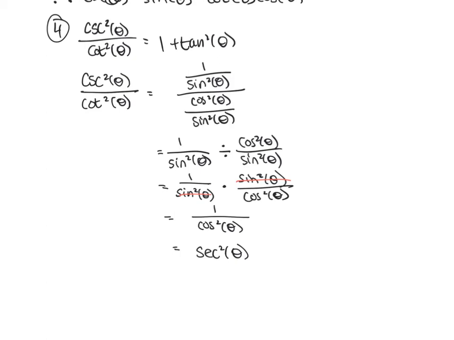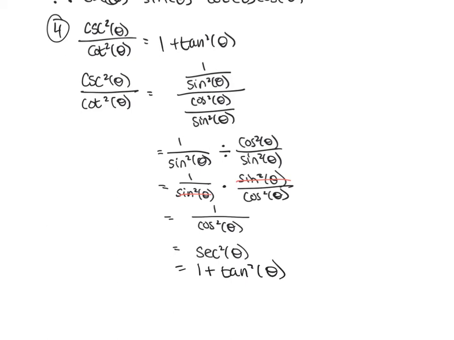Anyway, we changed 1 over cosine squared theta to secant squared theta using our reciprocal identities. But from here, I'm stuck, so I'm going to go back to my answer. There's 1 plus tangent squared theta. And I go, hey, 1 plus tangent squared theta, that's a Pythagorean identity, that's equal to secant squared theta. So I can say that secant squared theta is equal to 1 plus tangent squared theta, and I've done my problem.